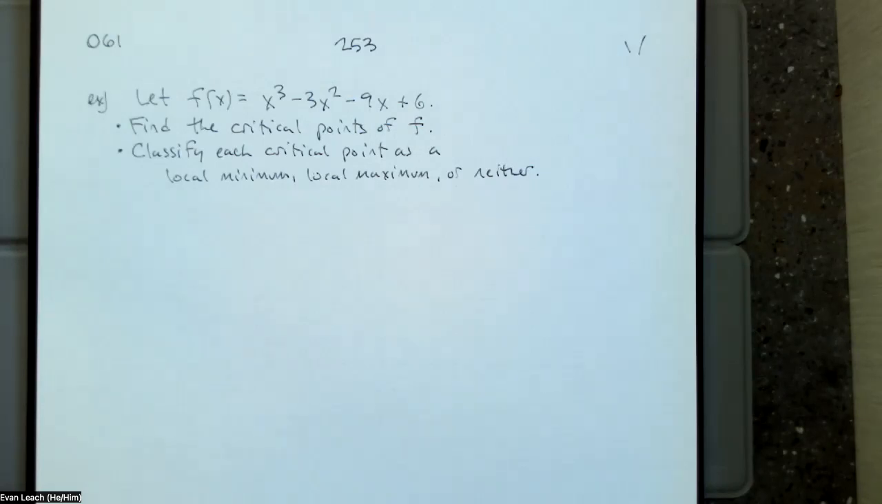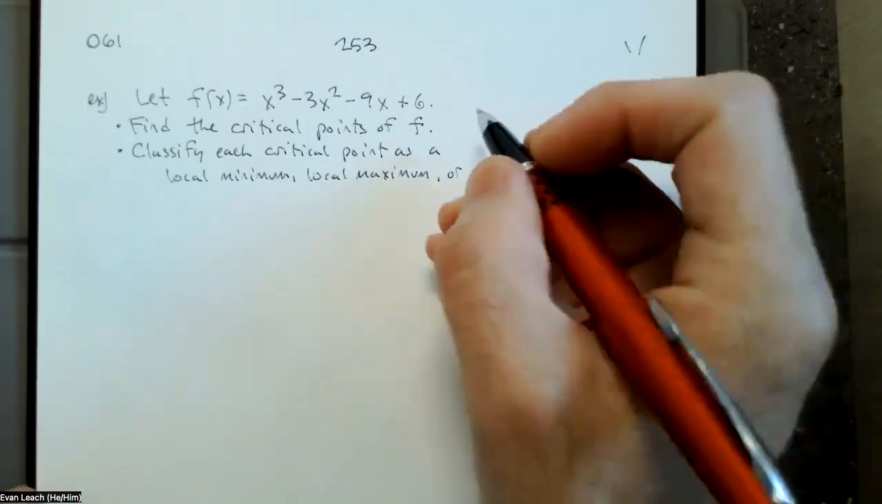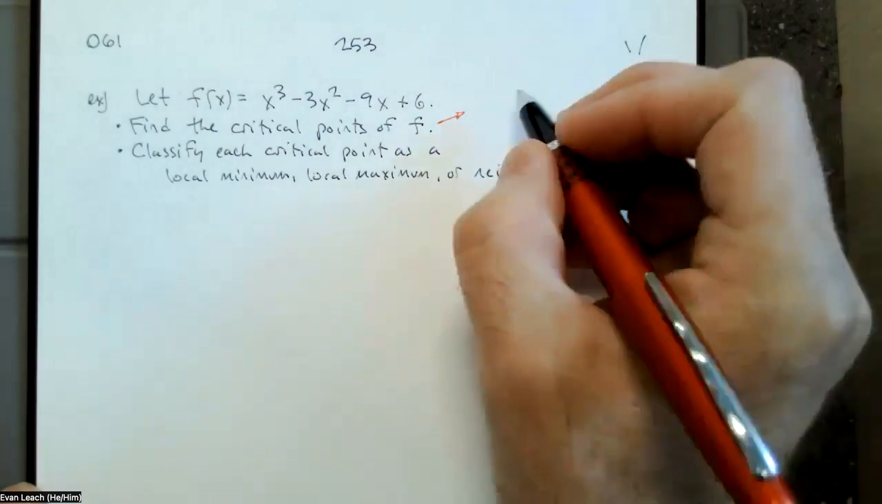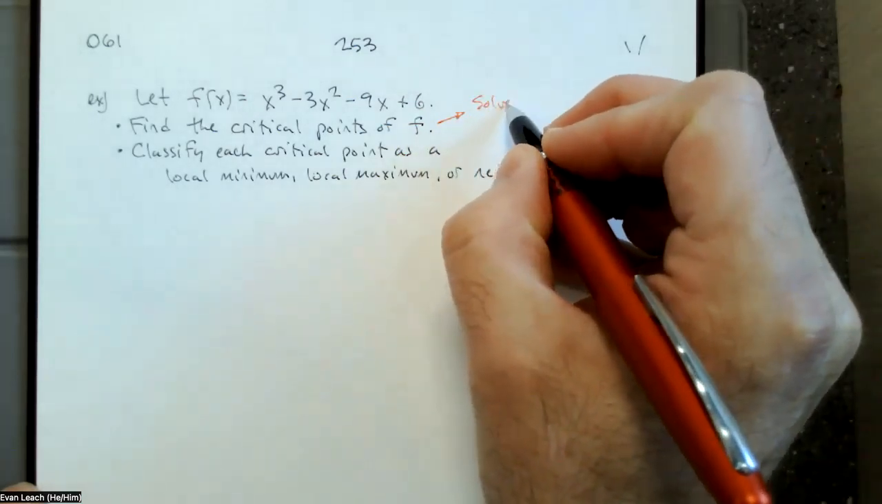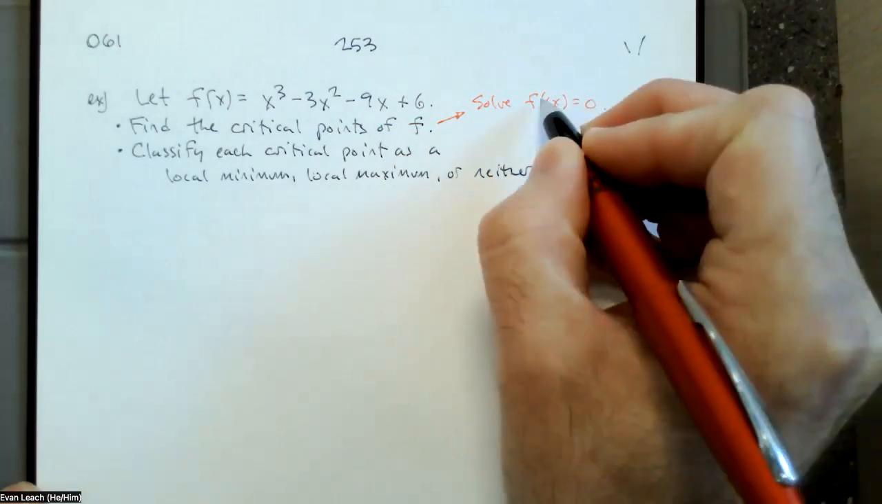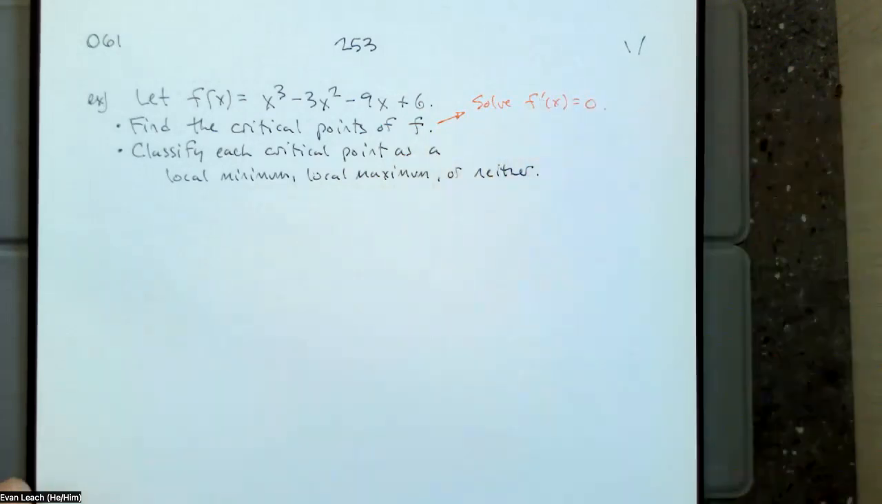When you're handed a function in Calc 1, you take the derivative, set it equal to 0, and solve, and then figure out what. Then you go back and read the question and see what you wanted to know. So find the critical points of f. This is where we solve f prime of x equals 0. Take the derivative, set it equal to 0, and then solve.